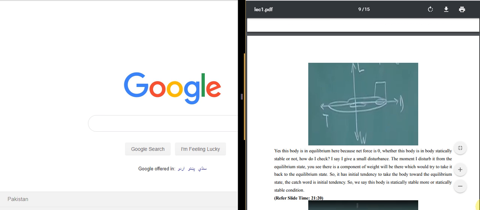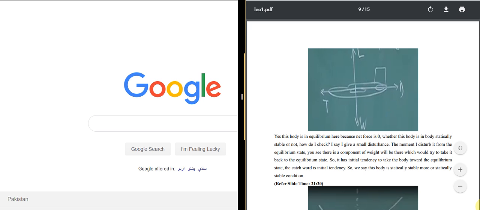Yes, this body is in equilibrium here because net force is zero. Whether this body is statically stable or not, how do I check? I give a small disturbance. The moment I disturb it from the equilibrium state, there is a component of weight which would try to take it back to the equilibrium state. So it has an initial tendency to take the body toward the equilibrium state. The catchword is initial tendency. So we say this body is in a statically stable condition.